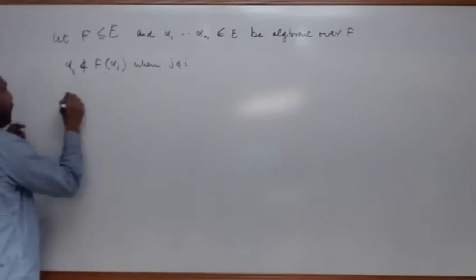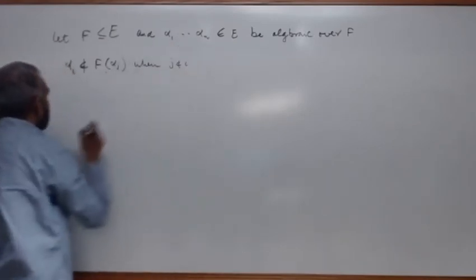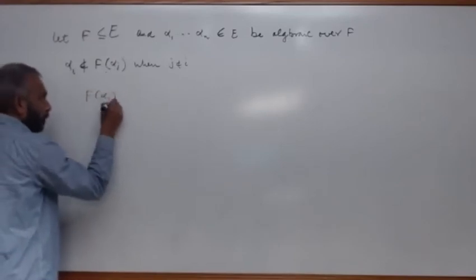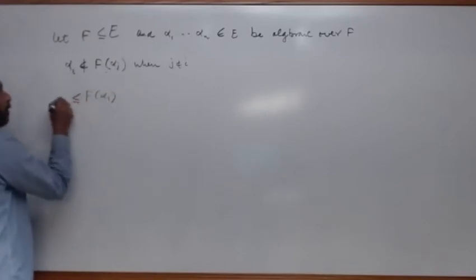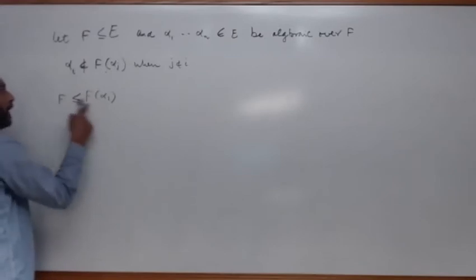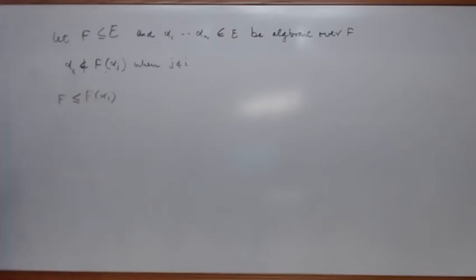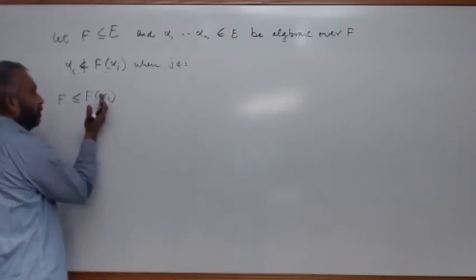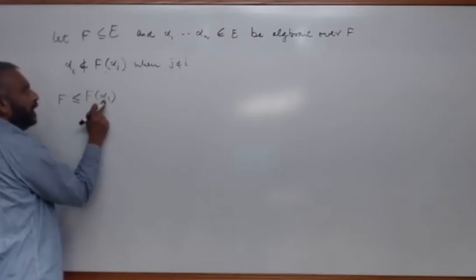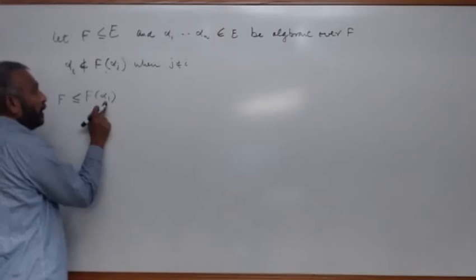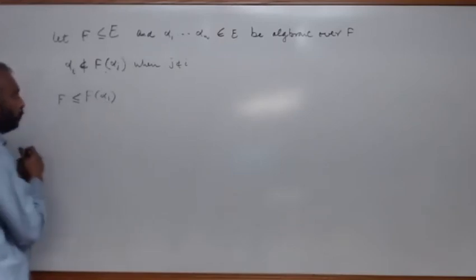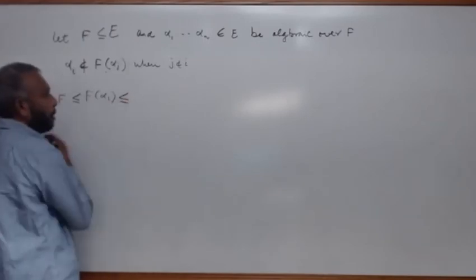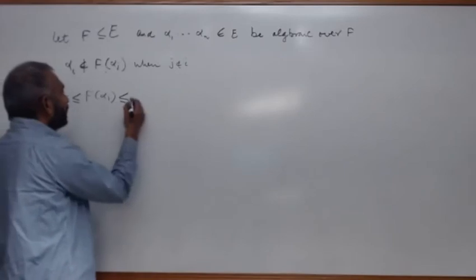So alpha 1 is algebraic, so we can write F of alpha 1 is an extension of F. It's a finite extension of F, because that is the definition of the simple extension. So simple extension is the smallest extension containing alpha 1, and if alpha 1 is algebraic, then it is going to be finite. This is actually going to be a finite extension of F.